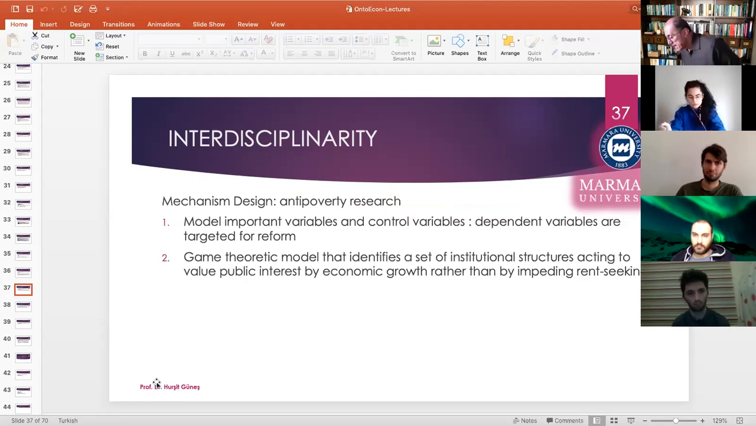Now, mechanism design. Mechanism design is rather simple. It's about the rigor. It's about how things are working, the design of the working of the system. If you look at the anti-poverty research with the mechanism design model, important variables, control variables, and dependent variables are targeted for reform. Let me explain what this is.